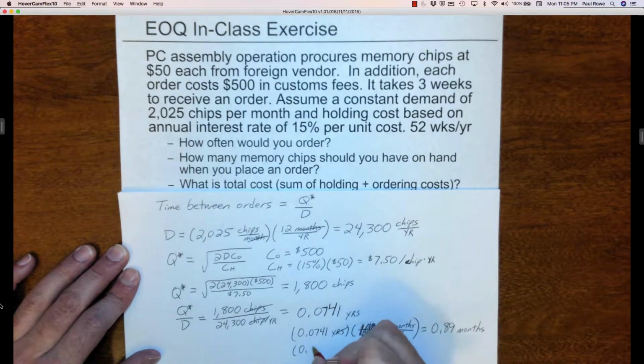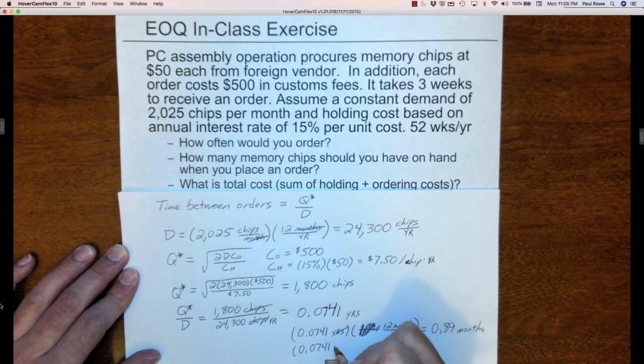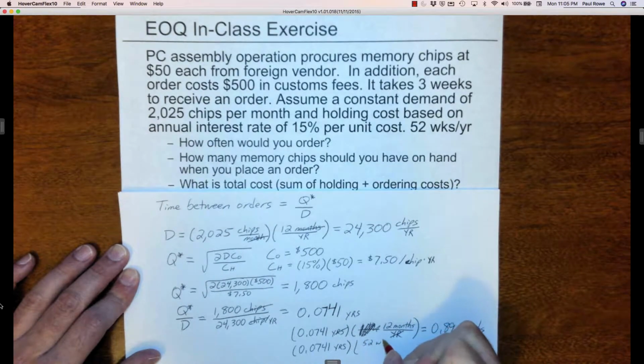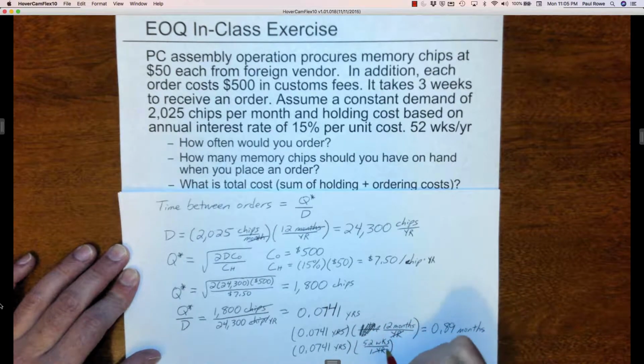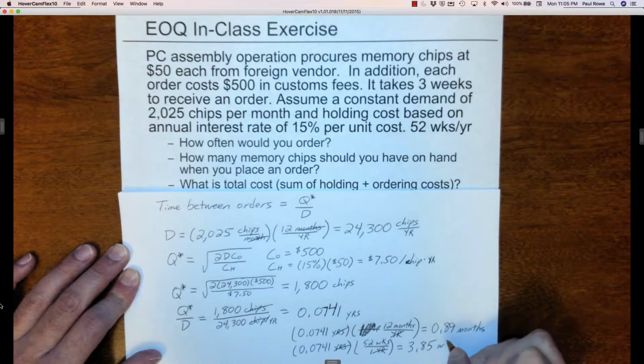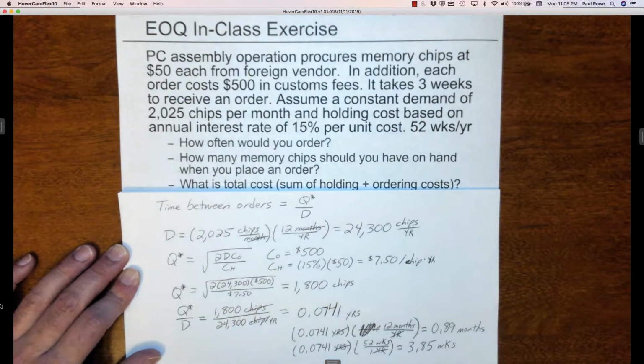We could also, if we wanted to, take a look at one more option, since we are given 52 weeks per year. So we can go 52 weeks for one every year. Cancels out, and that would mean every 3.85 weeks we would be placing an order.